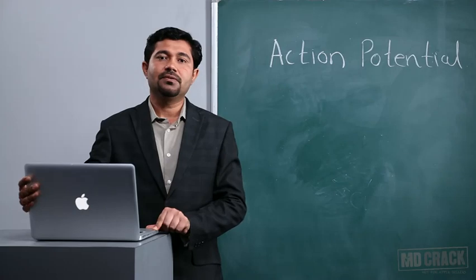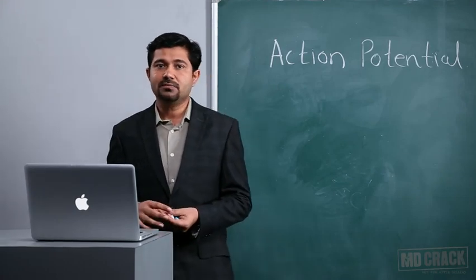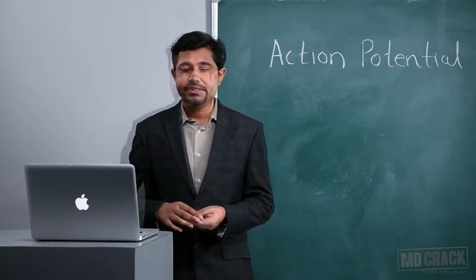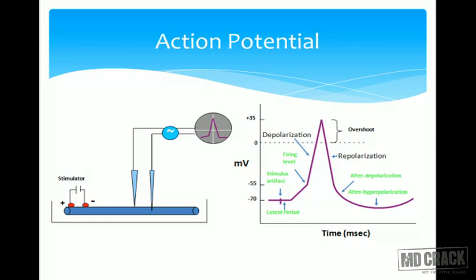In this lecture, we will see about the generation of the action potential. What is action potential and how is it generated? What is action potential? A brief, rapid, sequential change in the membrane potential is called the action potential. What causes the generation of action potential? A threshold stimulus. If it is given to the membrane, it will generate the action potential.